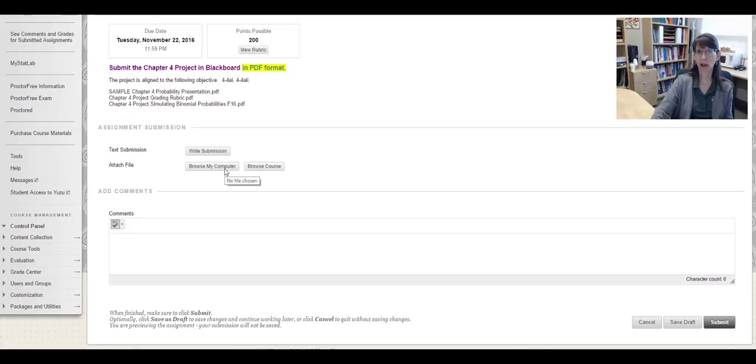Browse your computer to find where you saved your project as a PDF file. And write any comment that you would like to me. Once you've attached your PDF of the project, you're going to click the Submit button. I hope you found this tutorial helpful to complete your Chapter 4 project.